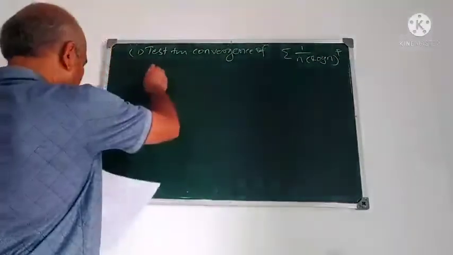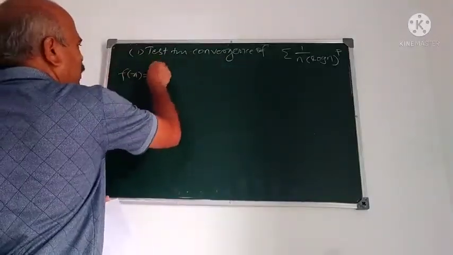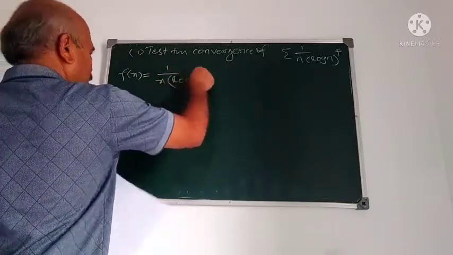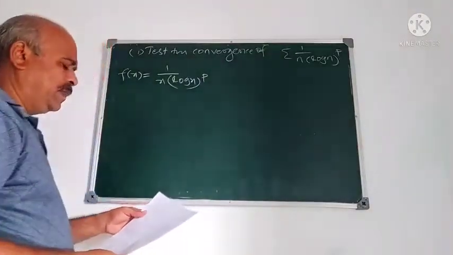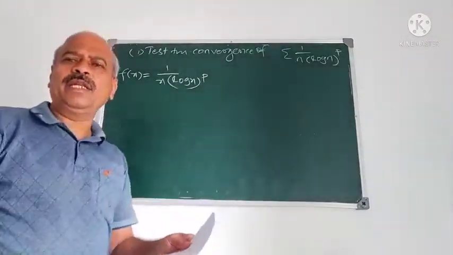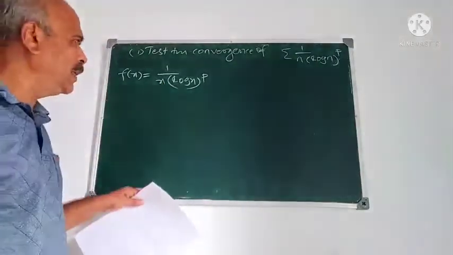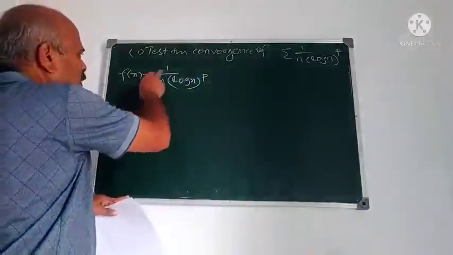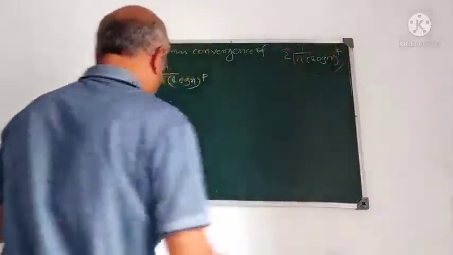Now we write, let f(x) be 1 upon x (log x) raised to p. What is p here? p may be any integer here. Let us discuss what is the value of p and whether it converges or diverges, for what values of p it converges. Suppose f(x) is 1 upon x (log x) raised to p. We take f(x) as this.